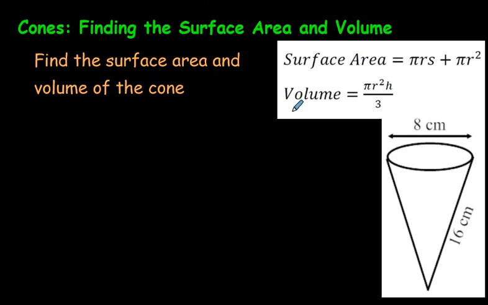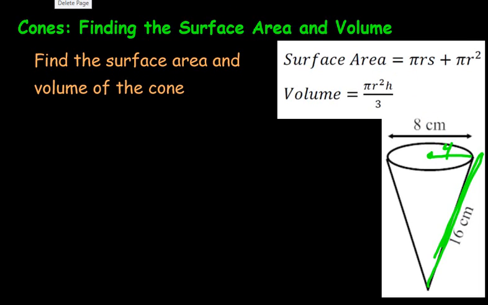Now, first of all, there are 2 formulas that you'll need to get familiar with. The first being the surface area right here, pi times r times s. Remember, s is the slant height right here, okay? Plus pi r squared, and r is the radius, the distance from the middle to the outside, which would not be 8, because that is the diameter of the circular part. It would be 4. Okay, so 4 would be the radius, 8 is the diameter. Okay, so let's get started.